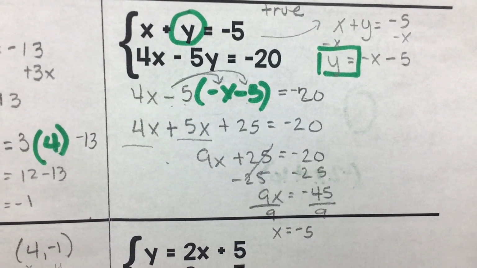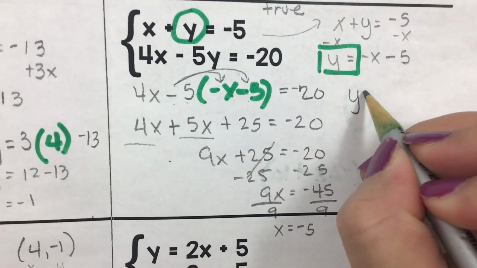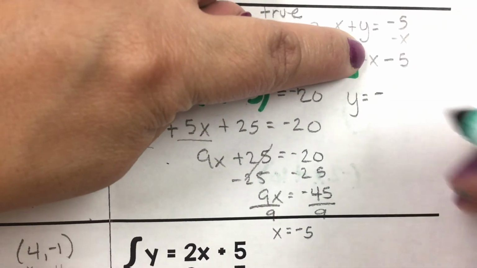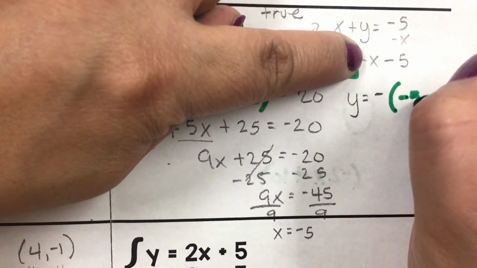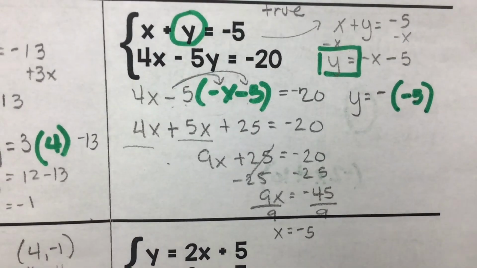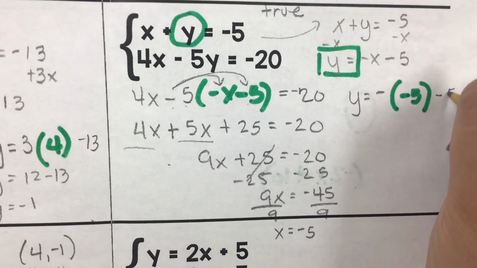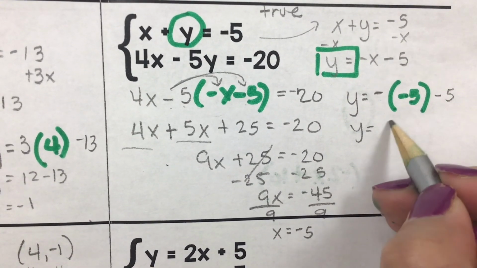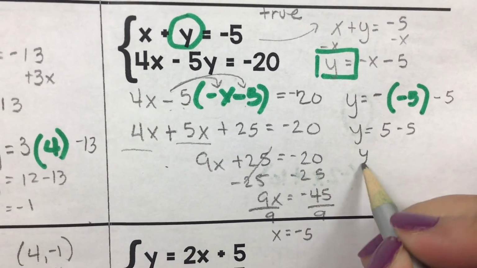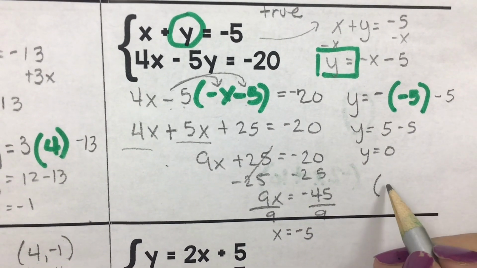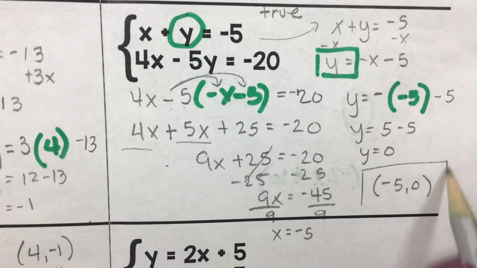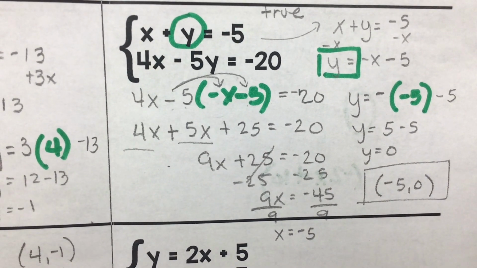Okay, now that I have an x value, I'm going to substitute it in for the y value. In the y equation, which gives me y equals negative, because it's part of the equation, and then I'm going to put it in parentheses, -5, because that's the value that we solved for. And then minus 5. Negative times a negative is a positive 5, minus 5, which will give you 0. The ordered pair then would be -5, 0, because the x goes first. Not because you solved it first, because the ordered pair says x, y.